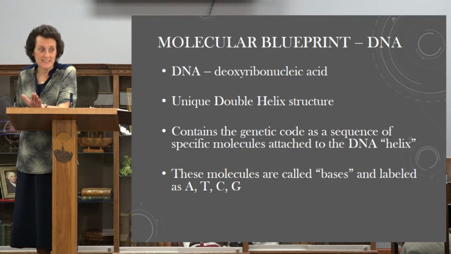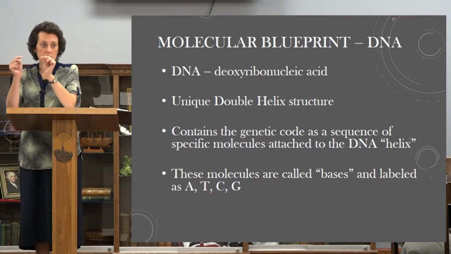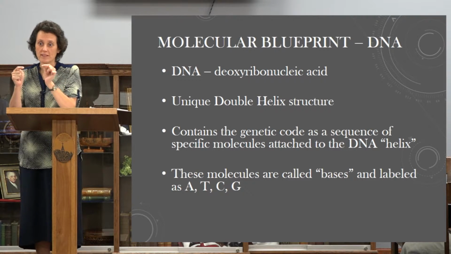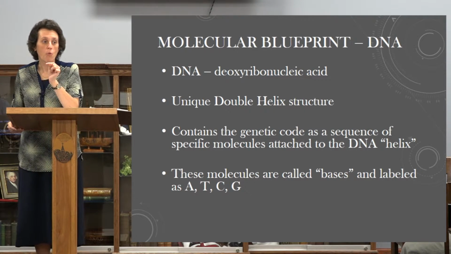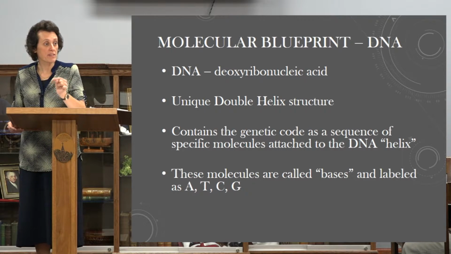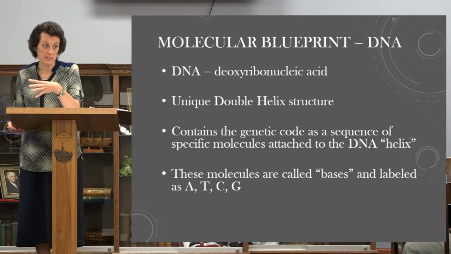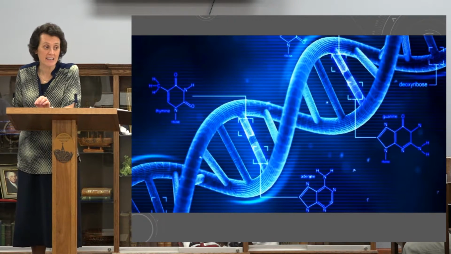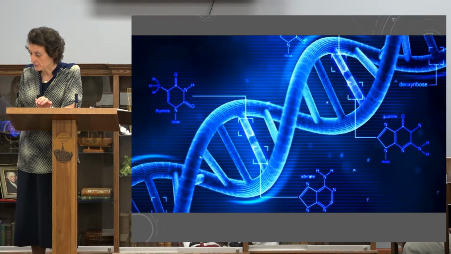And DNA is a twisted ladder, and the rungs of that ladder are paired bases. A pairs with T, C with G. And the sequence tells the cell how to make proteins. And it tells the cell everything the cell needs to do and make to live. So it is the molecular blueprint. It is the genetic information carrying molecule.